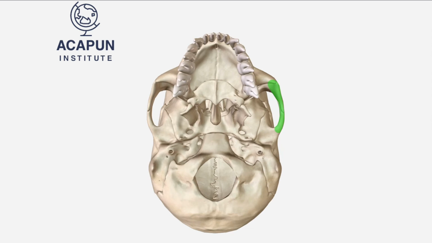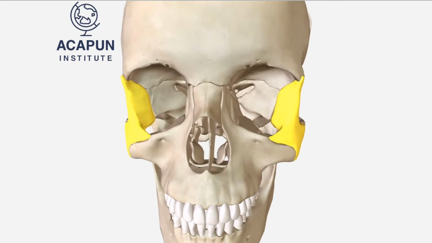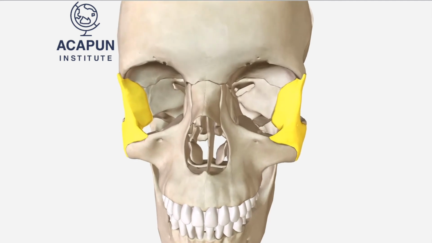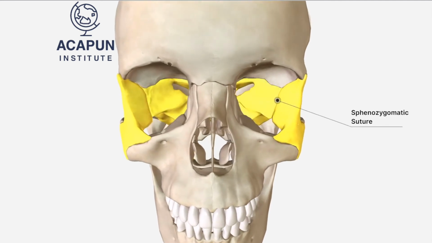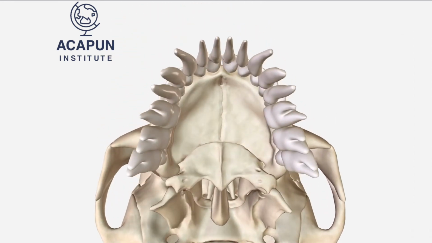It is susceptible to injury via direct blows, particularly due to its weak point at the suture. Injury to the zygomatic arch forms one aspect of a zygomatico-maxillary complex fracture, also known as a tripod fracture, which additionally includes fractures of the lateral orbital rim and the inferior orbital rim. You can see that within the posterior aspect of the orbit, the zygomatic bones articulate with the sphenoid bone at the sphenozygomatic suture.